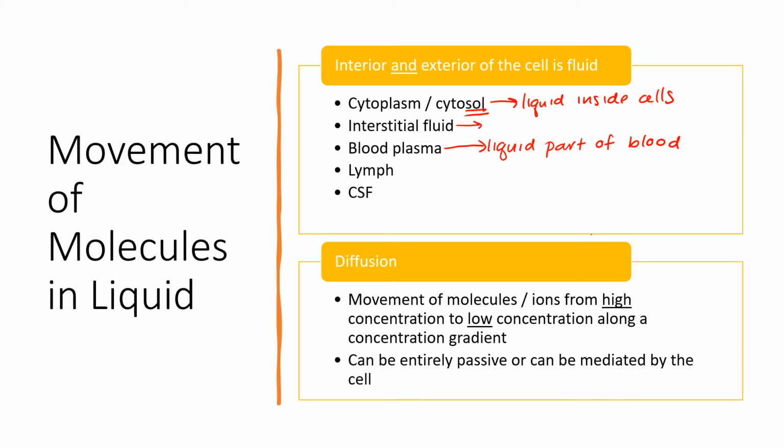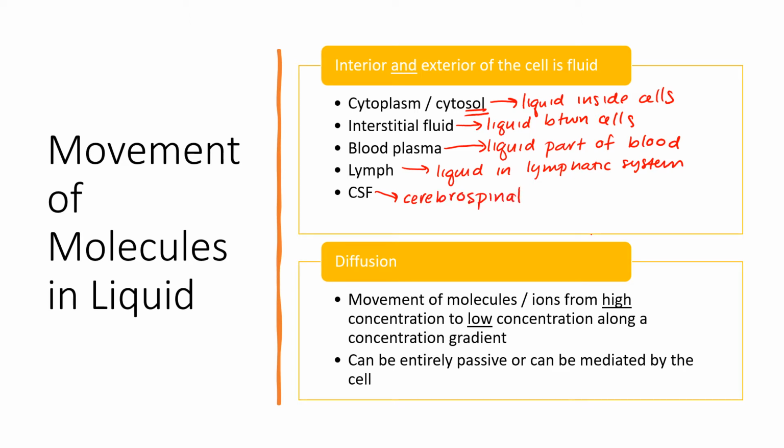Interstitial fluid is liquid between cells. Lymph is liquid in your lymphatic system. When fluid makes its way over there, it has its own name. And CSF is short for cerebrospinal fluid.